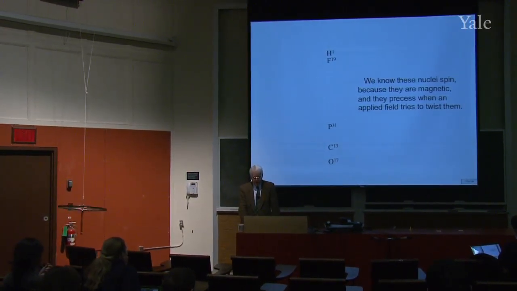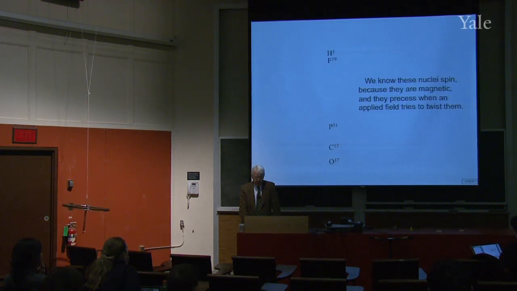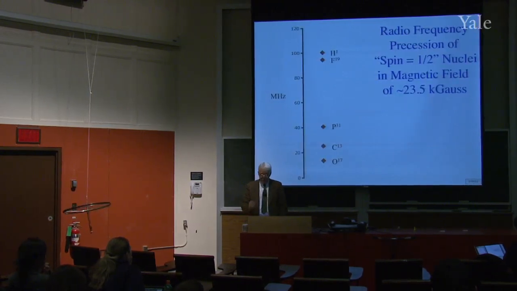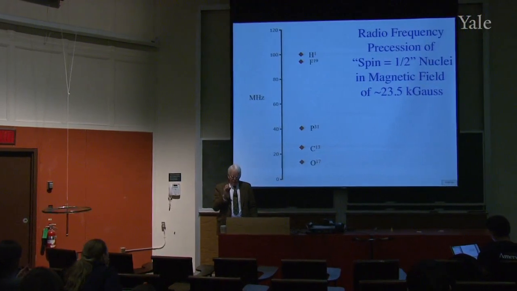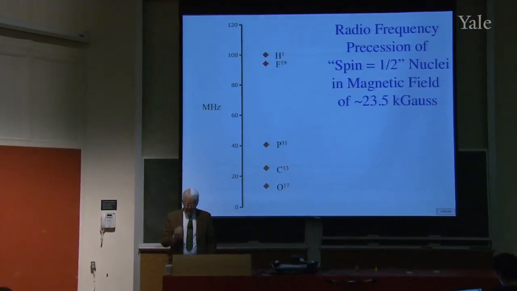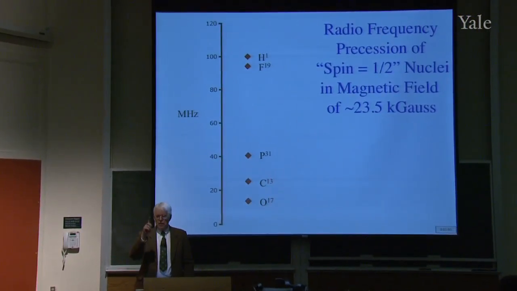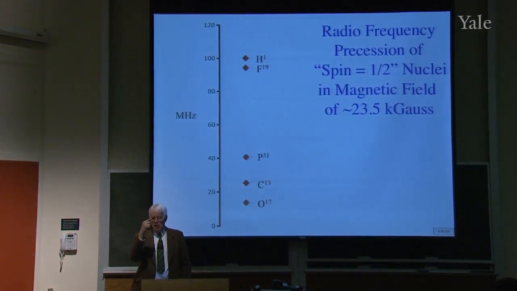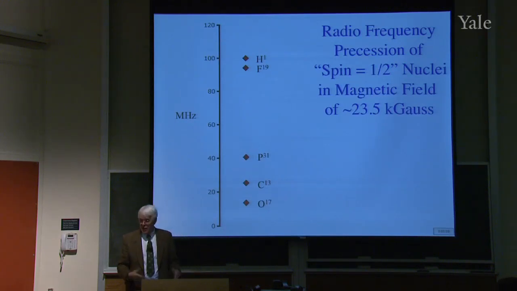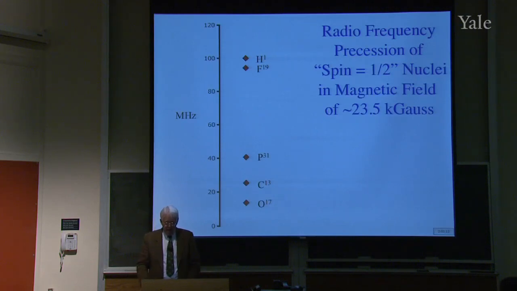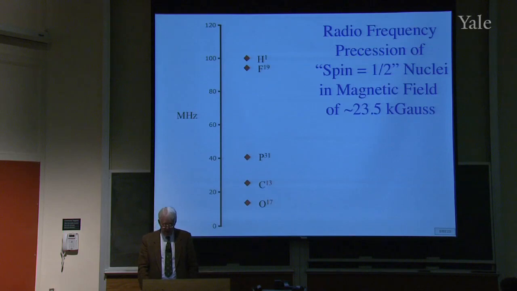Hydrogen, fluorine, and phosphorus, those are the common isotopes, but for carbon and oxygen, they're uncommon isotopes. And this is how fast they precess in a magnetic field. They precess like this, right? And you can measure the frequency of their going round and round, and we'll mention that in just a second. If the field happens to be 23.5 kilogauss, which is not an uncommon field, then protons go around the fastest, 100 million times a second, right? Fluorine is almost as fast, but phosphorus, carbon, oxygen are less fast.